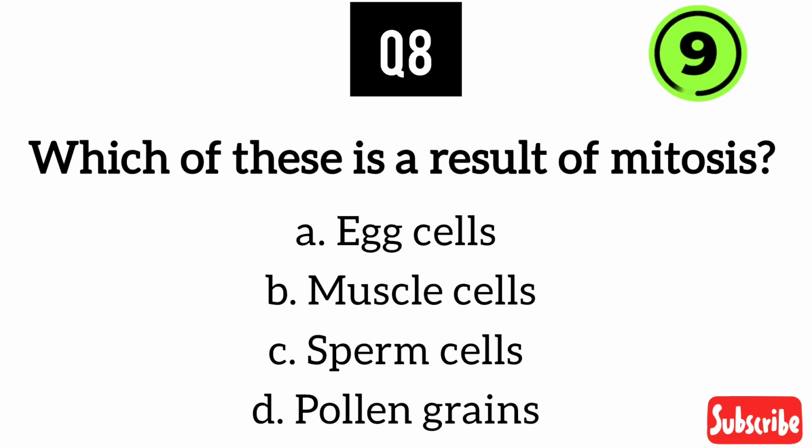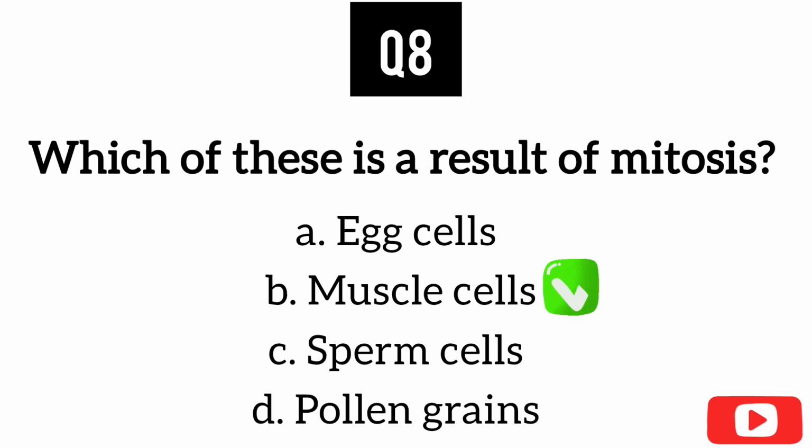Question 8. Which of these is a result of mitosis? A. Egg cells, B. Muscle cells, C. Sperm cells, D. Pollen grains. So the correct answer is muscle cells. Mitosis produces somatic cells like muscle cells, not gametes.